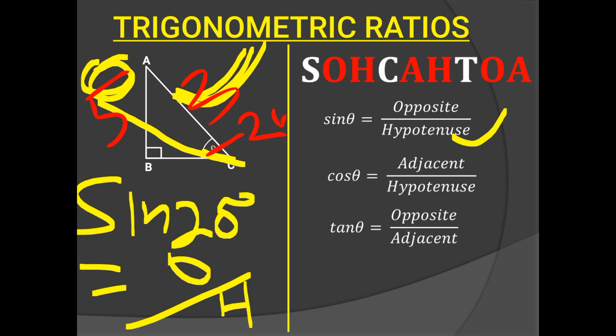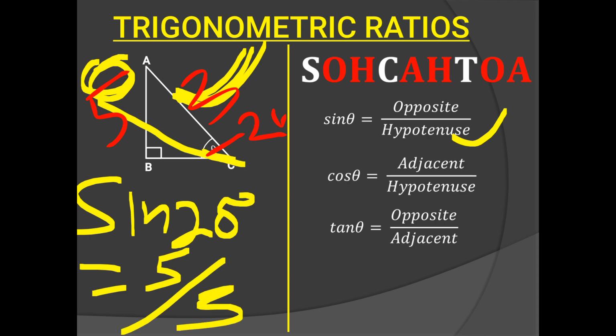Are we there? Good. And then that's going to be sine 20 degrees is equal to, what is our opposite? Our opposite is 5. 5 over hypotenuse, which is 3. You get it? Then you solve. But because we don't know sine 20, we have to use our calculator. The question will give it to you. All right. Good.